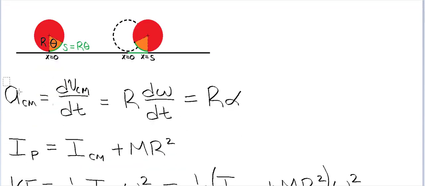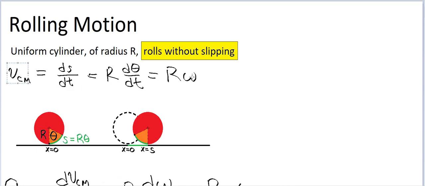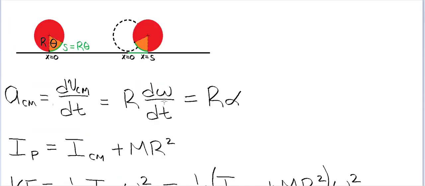We could also describe the center of mass acceleration as d dt of the center of mass speed, but we just said that the center of mass speed is r omega, and so the center of mass acceleration should just be r times d omega dt, but d omega dt we have previously described as alpha. And so we could say that the center of mass acceleration is just r alpha.